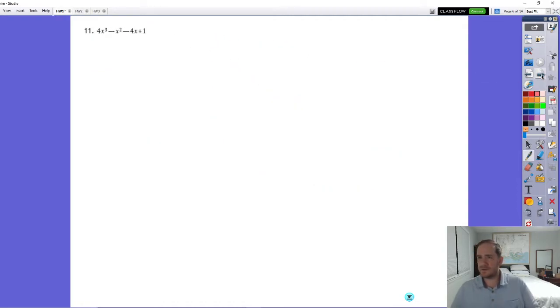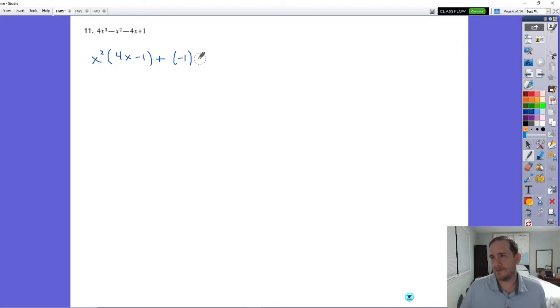I'm on 9. Let's go to 11. Looks like a factoring by grouping problem, and guess what? You guys were good at those. So I'm going to blast through this, frankly. Group these, factor out an x squared. Great. 4x minus 1. Awesome. From the other one, factor out just a negative 1 again. Interesting. Exactly the same as before. 4x minus 1.